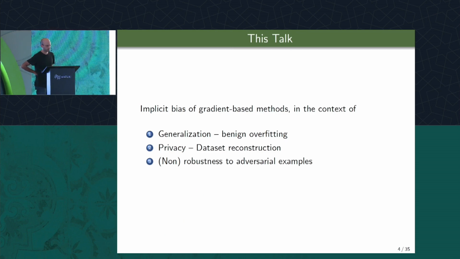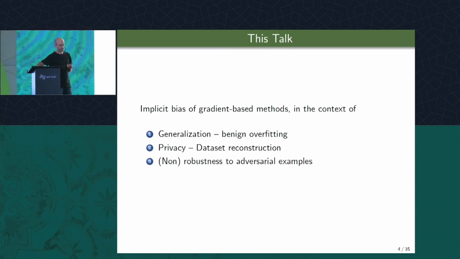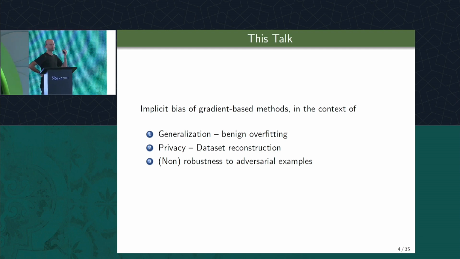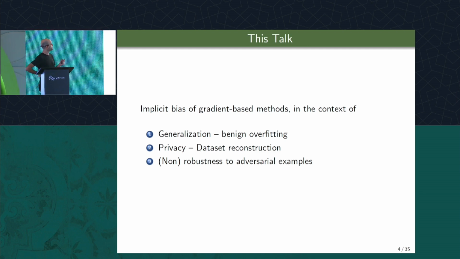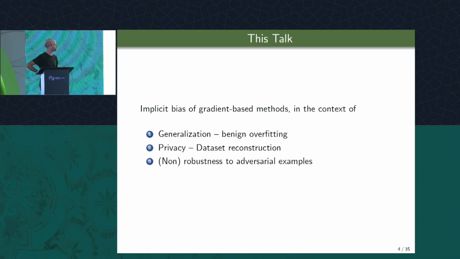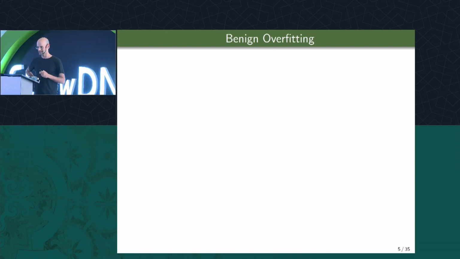In this talk, I'm going to talk about implicit bias of training using gradient-based methods in three different contexts. One is in terms of generalization, when we hope to get a good predictor, and refers to the phenomenon of benign overfitting. Then we're going to switch gears and talk about privacy, in the context of what implicit bias tells us for maintaining privacy or reconstructing data sets, and I'll explain more what this means later on. And finally, the issue of robustness, or more precisely non-robustness, to adversarial examples when you train, say, a neural network with gradient-based methods.